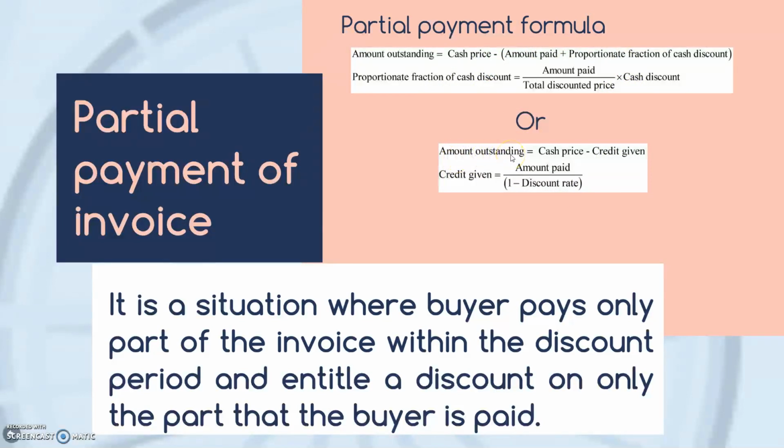Amount outstanding, which is the amount that you need to pay, equals the cash price minus credit given. Credit given is calculated by using this formula: the amount paid before the end of the offer, over 1 minus the discount rate. So you will get the credit given, and then cash price minus the credit given. That will give you the amount that you need to pay, considering the partial discount that you are entitled to.